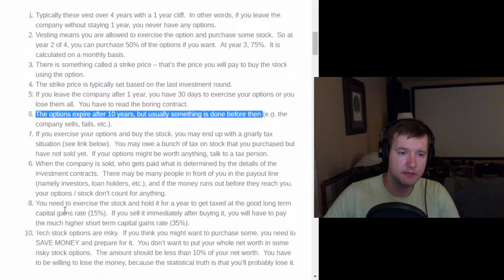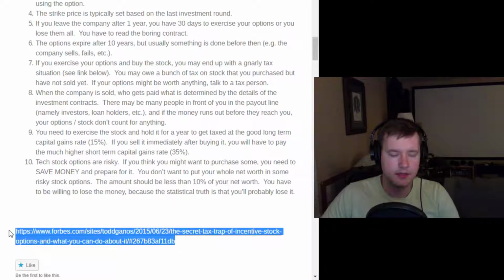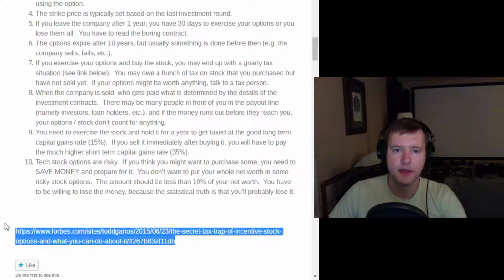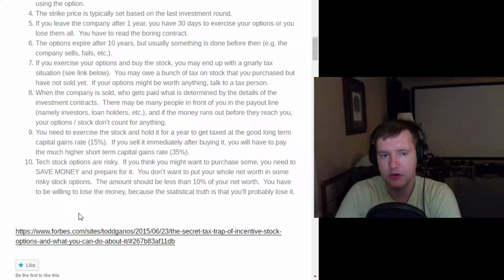And that brings me to my final point, is that tech stock options are risky. And so you may lose the money that you put into them. If you want to purchase them, then you need to save money now and prepare for it. You need to have that money already set aside because you don't want to be in the position of putting your whole net worth into risky options. You don't want to be in the position of leaving a job and needing money to pay for things, but then also maybe wanting to exercise the options.